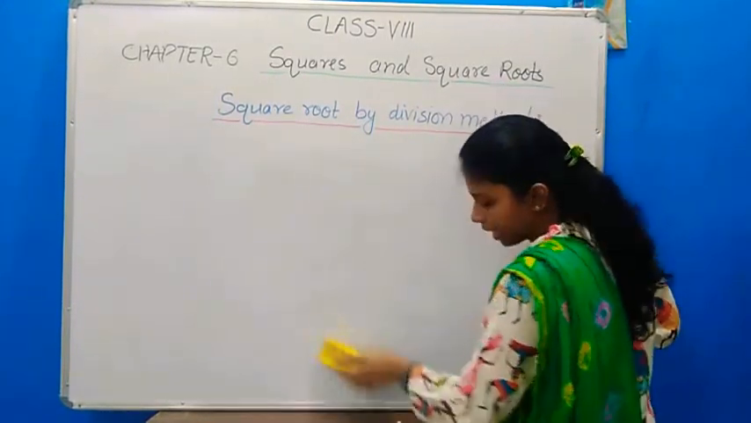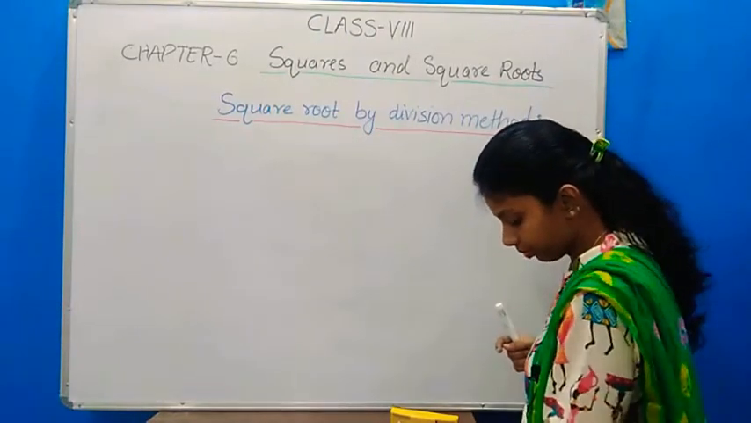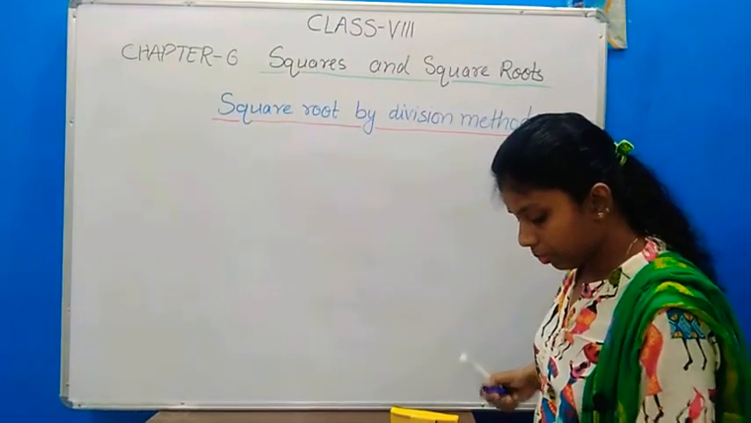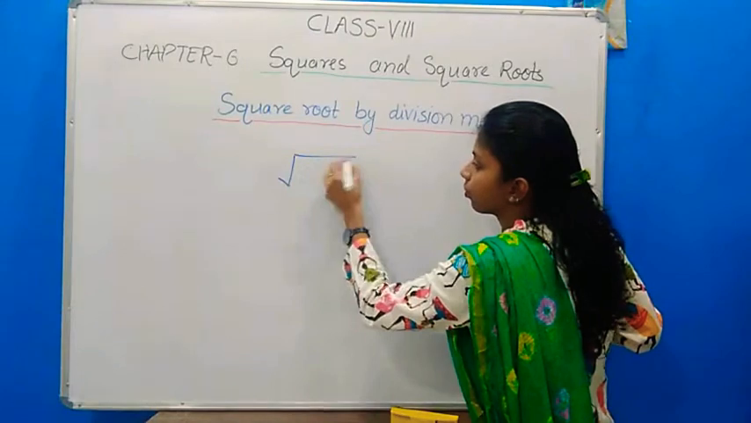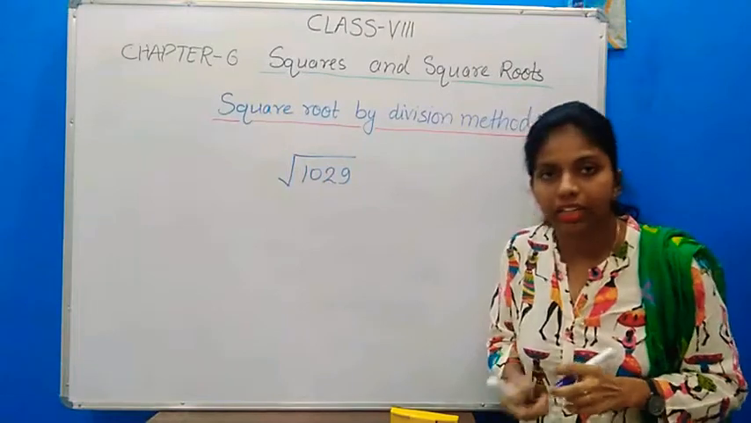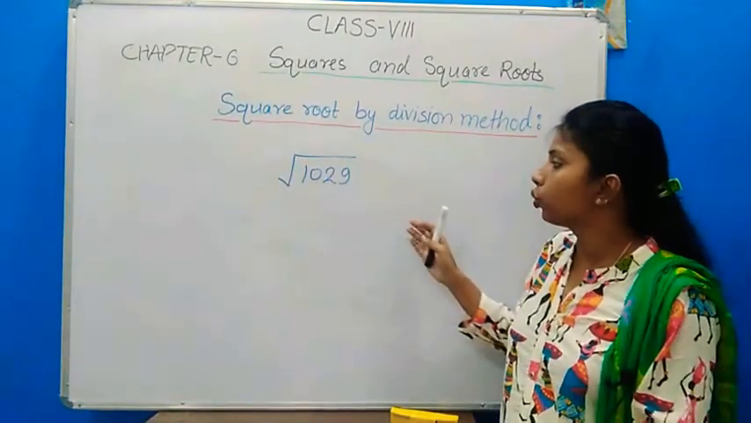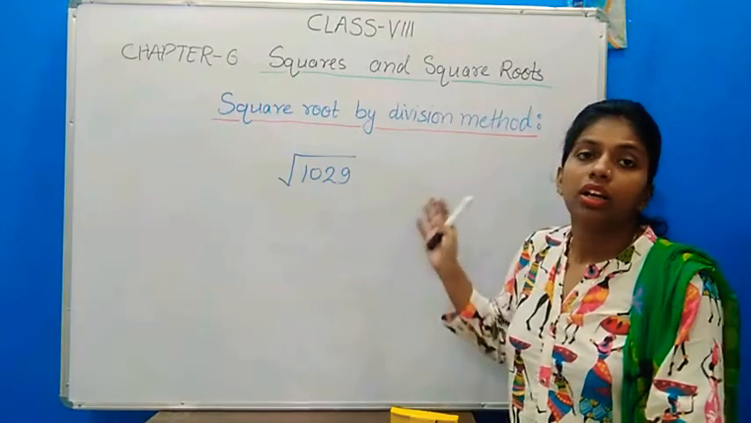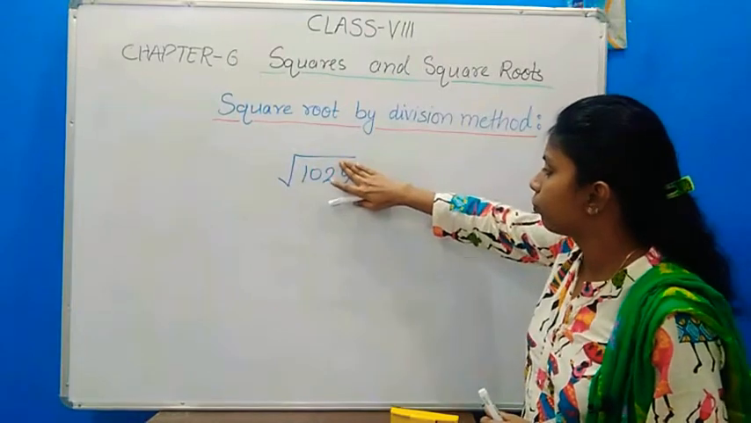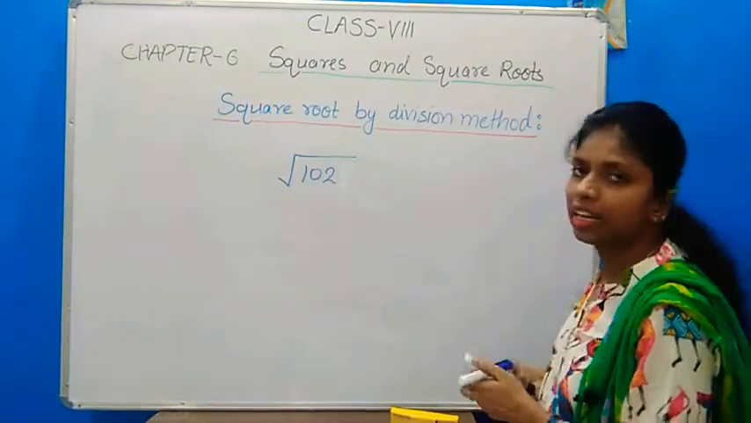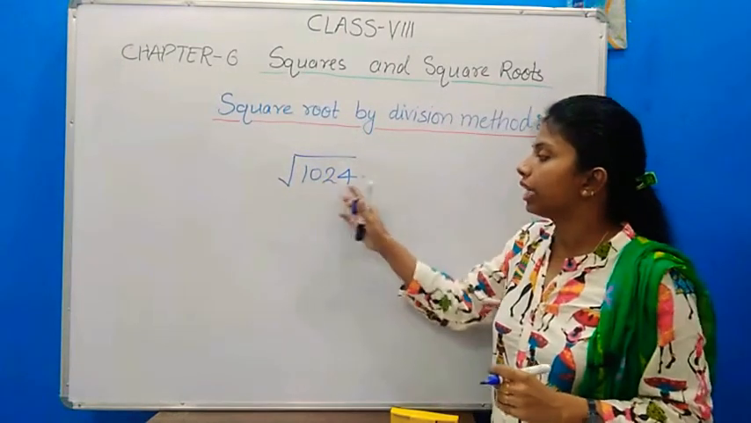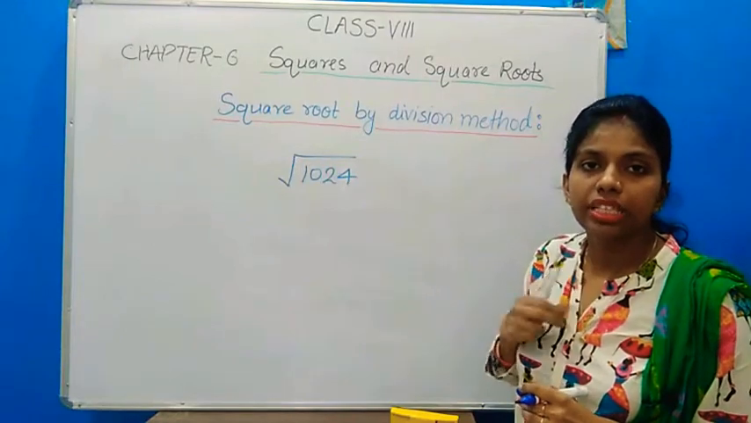I am going to explain the same method with another example. Suppose I am taking another number. Suppose I am taking 1029 and I want to find the square root of this number by the division method. 1029 is not a perfect square. I am taking the number 1024. I want to use the division method only.